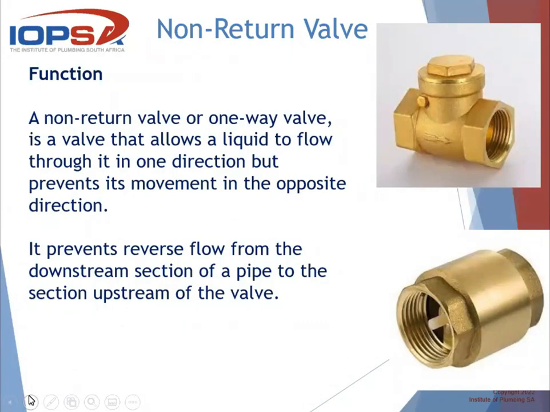A non-return valve, or one-way valve, is a valve that allows liquid to flow through it in one direction, but prevents its movement in the opposite direction. It prevents reverse flow or backflow. So that's basically the purpose of this valve. It's not anything else.